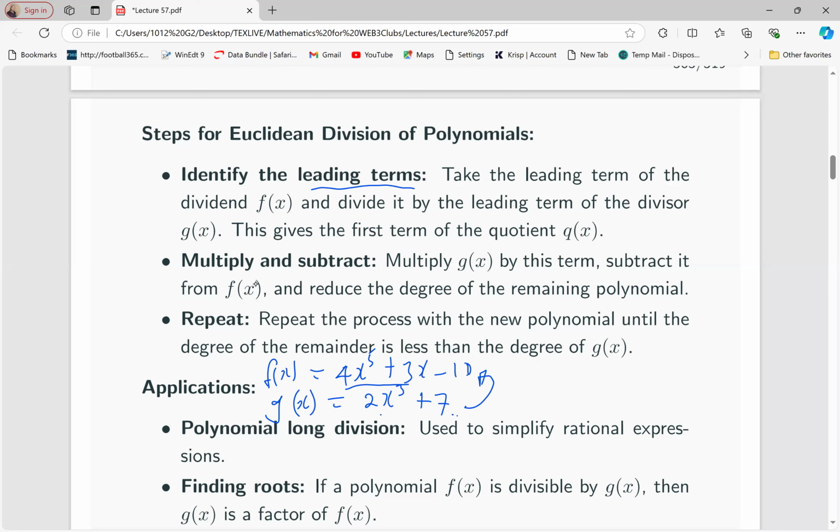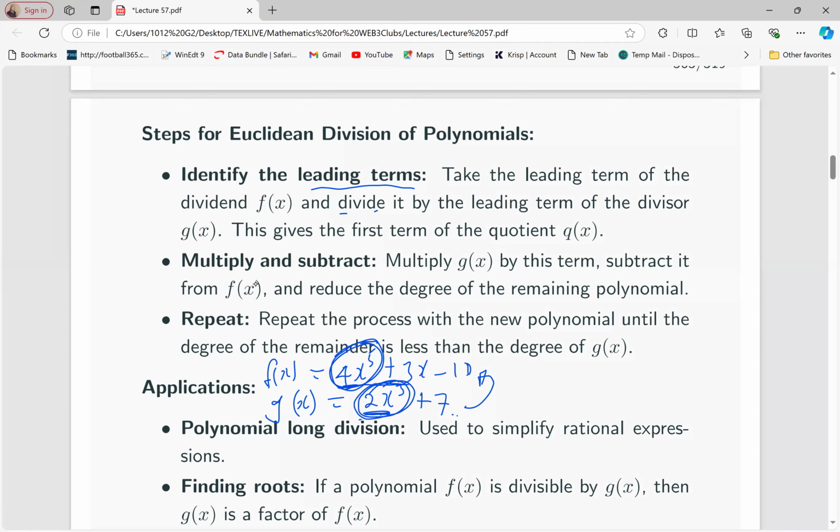Identify the leading terms and then divide the leading term of this divisor into this leading term. So this is what I'm calling the leading term. These are the leading terms. So I'll ask myself, how many times does this go here? That's what I'm saying: identify the leading terms and then divide the leading terms.